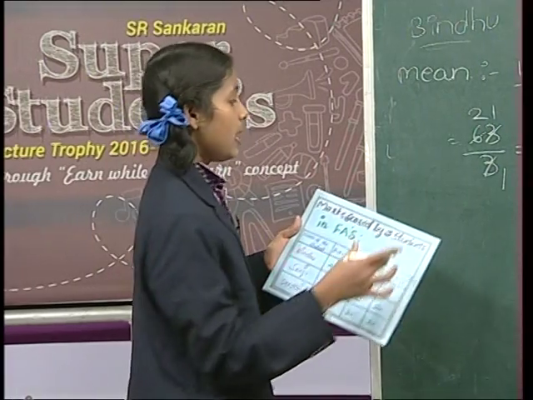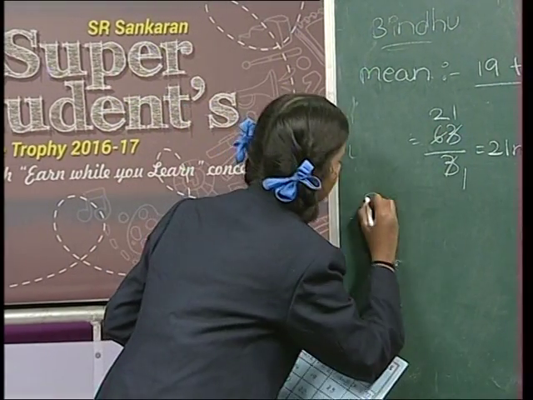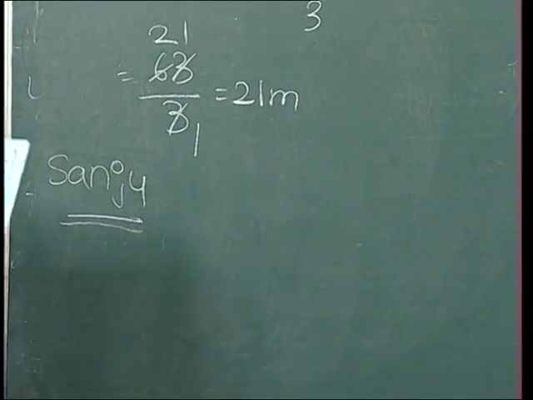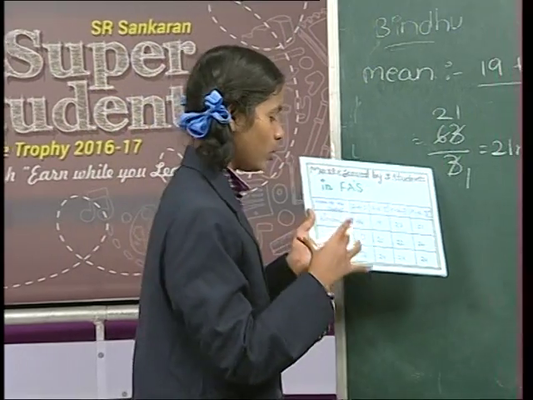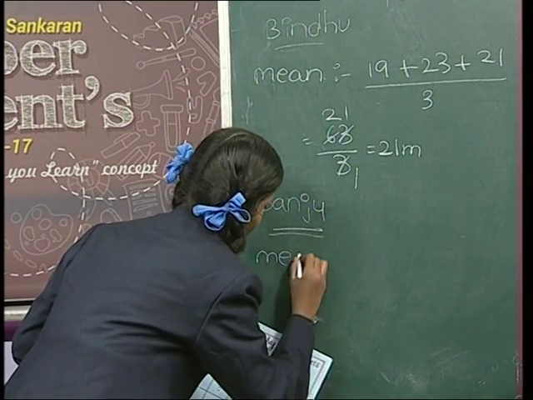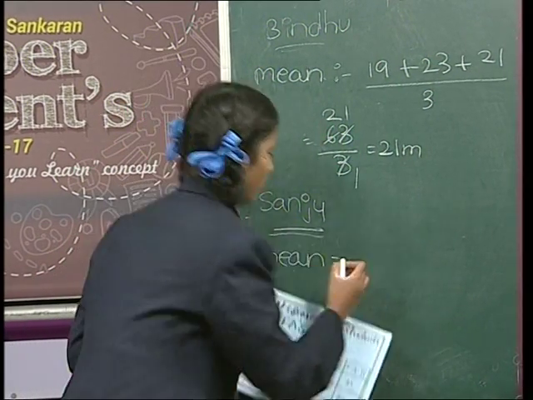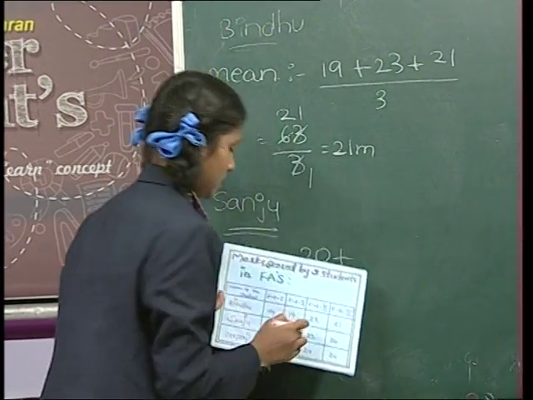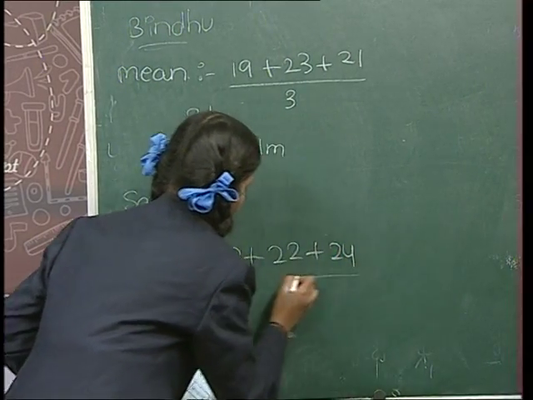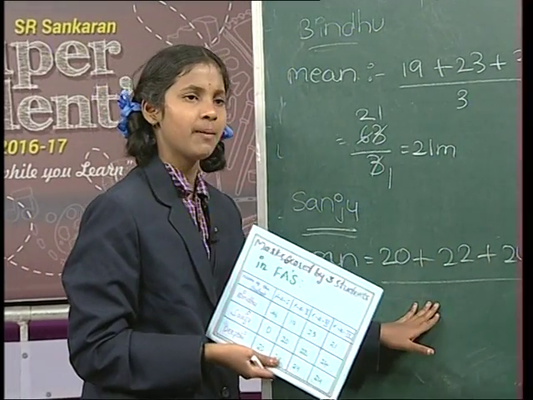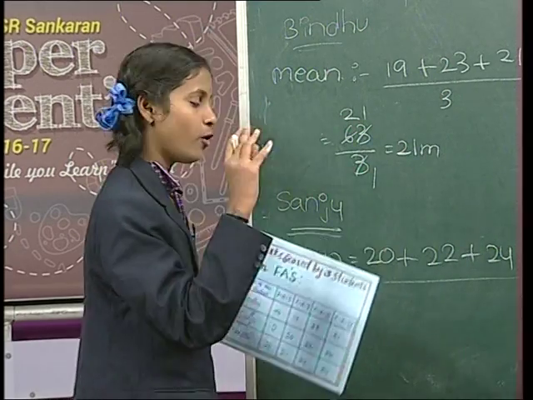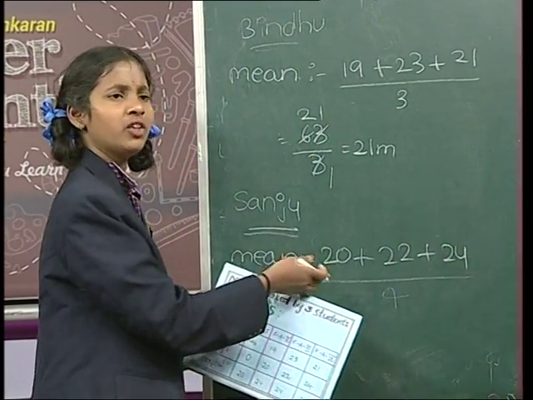And let us find out the mean for Sanju's marks. As a definition of mean, sum of all observations by number of observations. So we have to sum all these marks of Sanju. That is equal to 20 plus 22 plus 24. Here, what should we divide with, 3 or 4? Yes, Swaro, exactly 4.